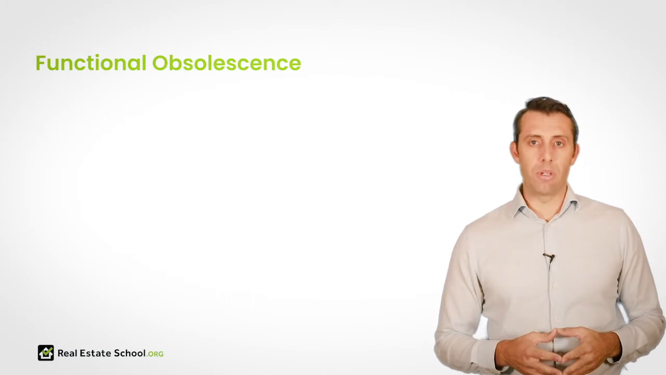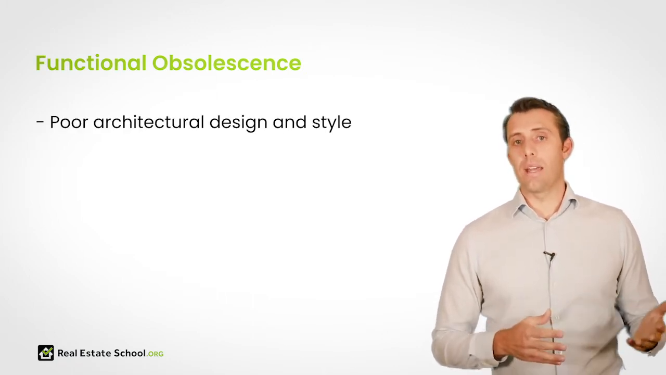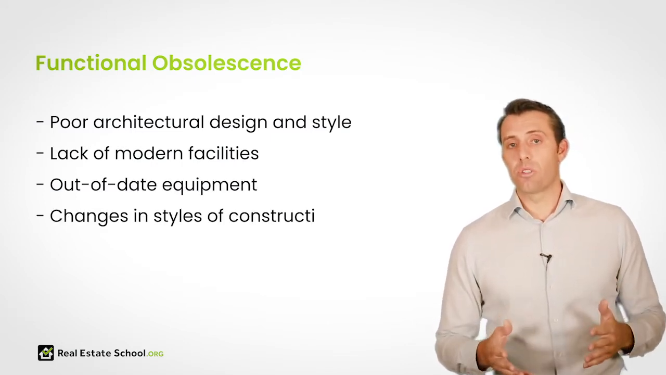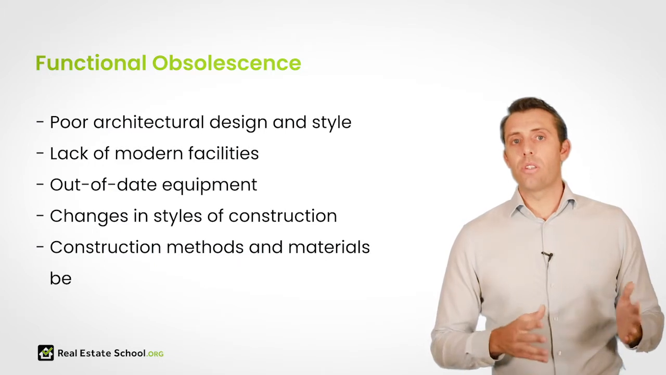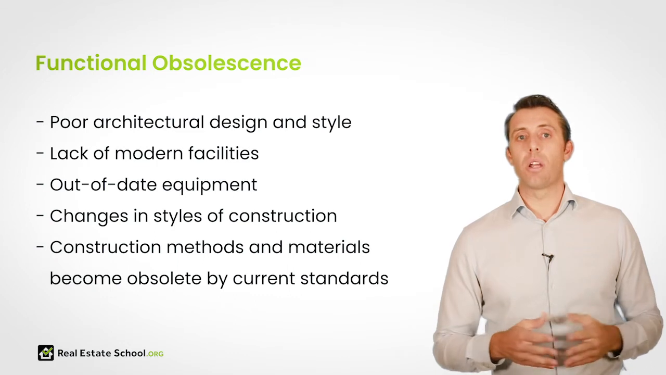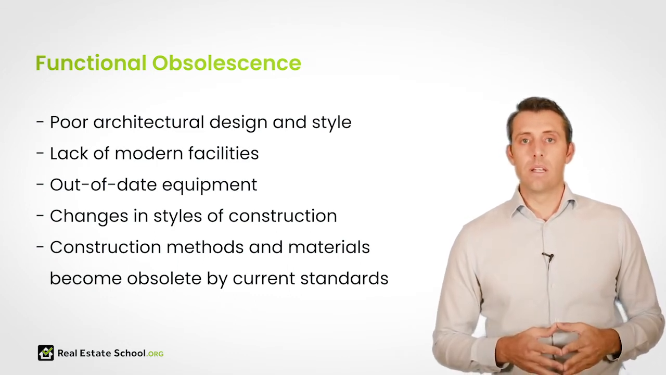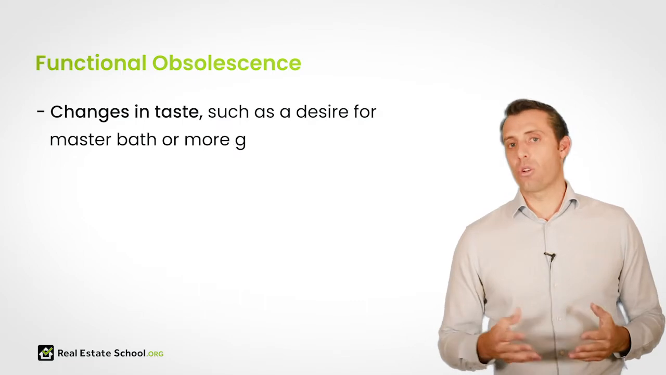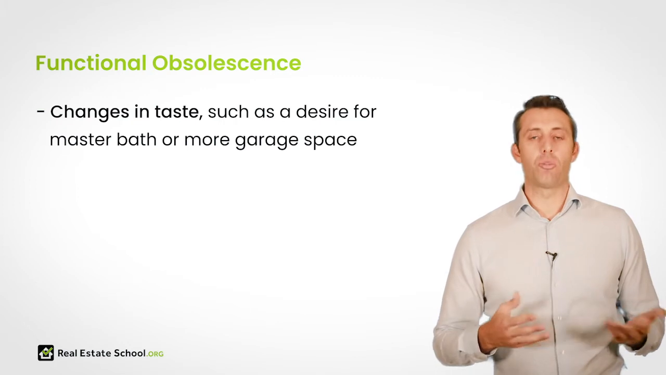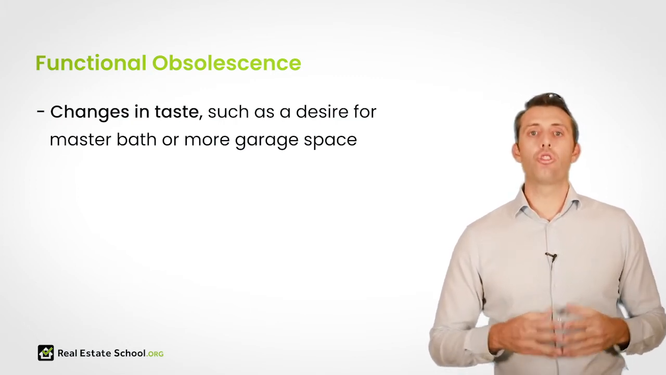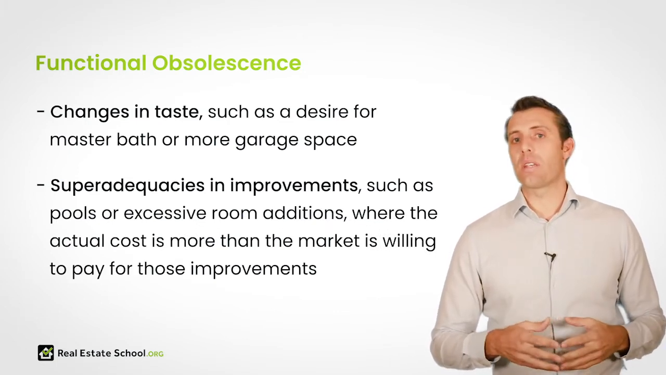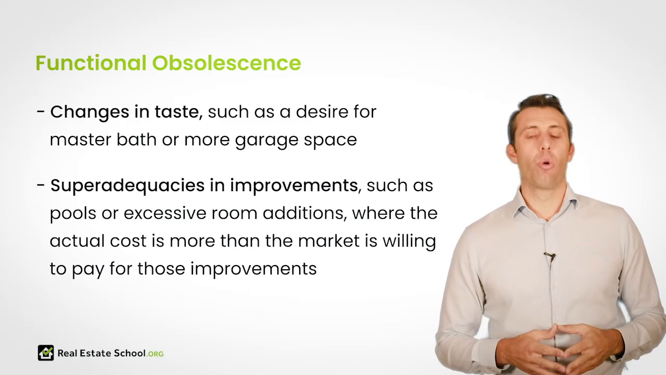Functional obsolescence can happen as a result of bad architectural design and style, a lack of modern facilities, out-of-date systems servicing the structure, changes in styles of construction over time, as well as construction methods and materials which become obsolete as time passes. Changes in taste also drive functional obsolescence. For example, desiring a master bath or more garage space. And the last example is superadequacies and improvements. These can be a pool or excessive additions where the actual cost is more than a buyer is willing to pay for those features.